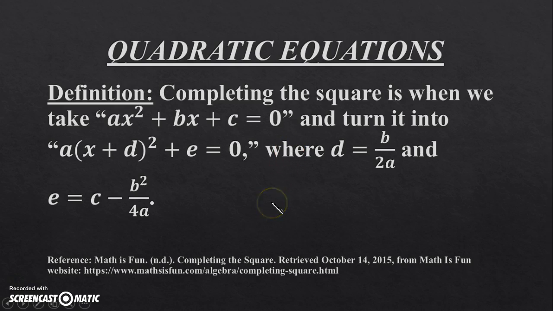So, completing the square is something important as well. Completing the square is where we take that general equation and turn it into a times x plus d squared plus e equals 0, where d is b over 2a and e equals c minus b squared over 4a.